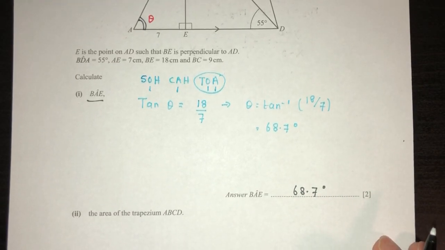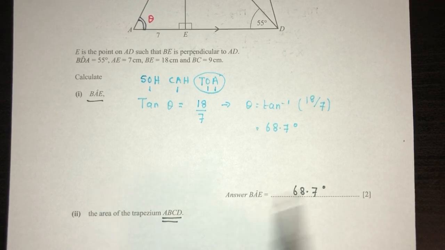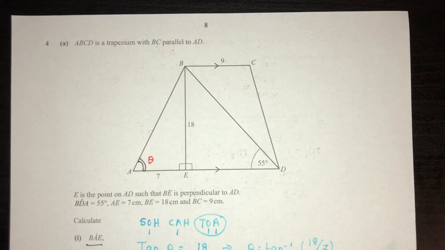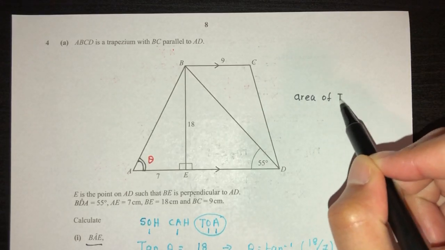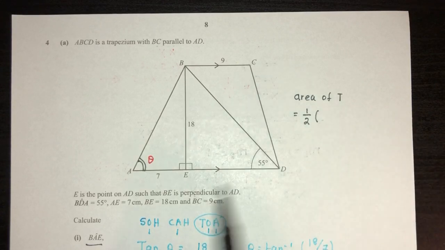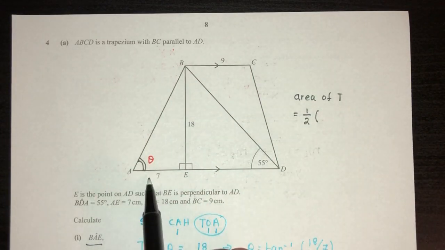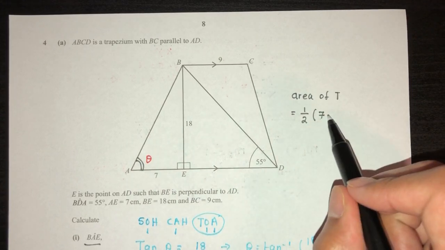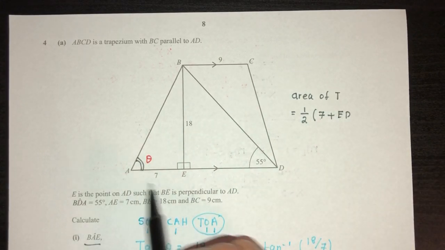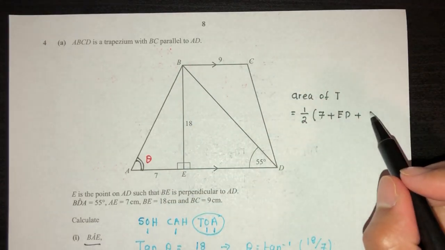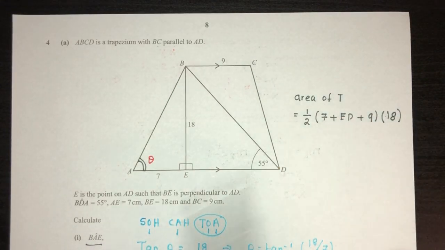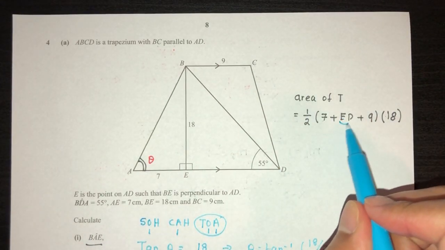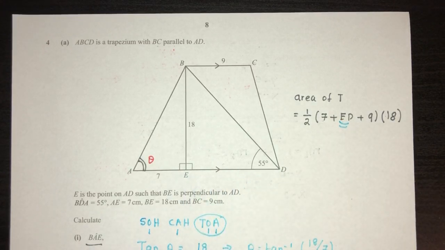Now for part 2, the area of the trapezium. So how do you find the area of a trapezium ABCD? Now we know that it is defined by a formula. Area of trapezium is given by half times the sum of parallel sides, so 7 plus ED, we need this side, right? And then plus this side, the sum, that will be 9, and times the perpendicular height, which is 18, that we have. So here we are only missing the value of ED, so we have to find ED.